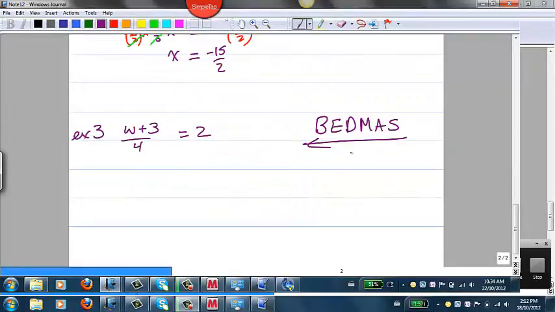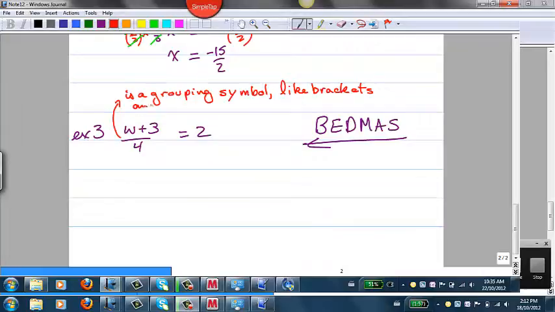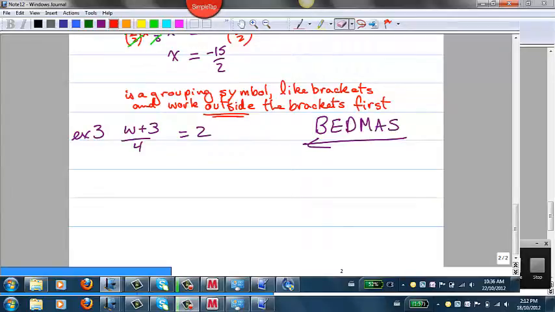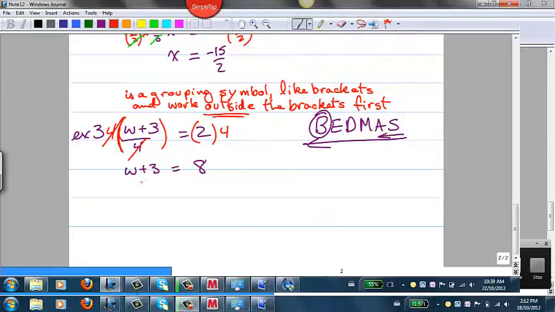Now example 3, we've got (w + 3)/4 is equal to 2. That line under the w plus 3, that division line, is like a grouping symbol. It's like a set of brackets. Just like we've been doing the inverse of the other operations, instead of doing what's inside the brackets, we do what's outside the brackets first. So I want to get rid of that divided by 4, and I'll do that by multiplying both sides by 4. That leaves me with w plus 3 is equal to 8. Now we can move the 3 over by subtracting 3 on both sides, and we get w is equal to 5.